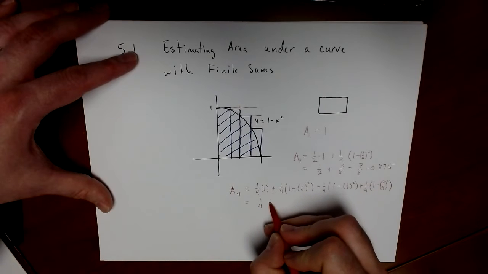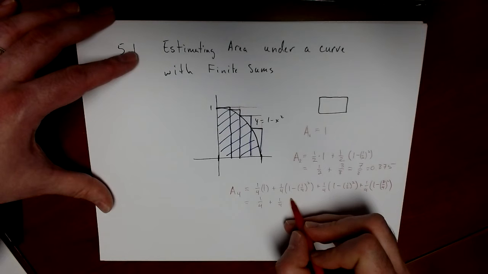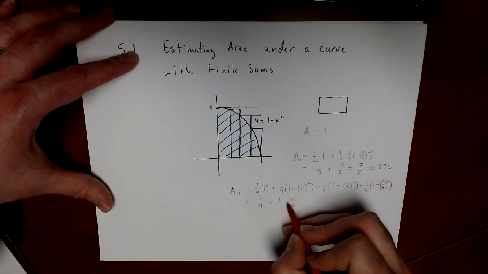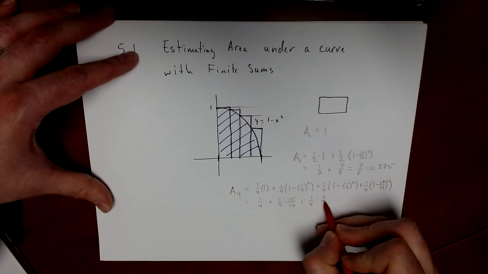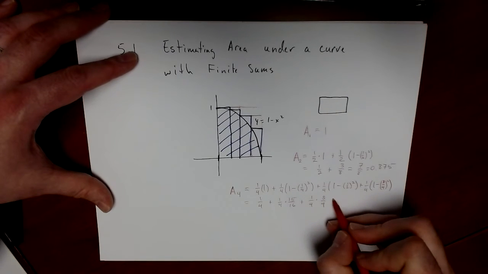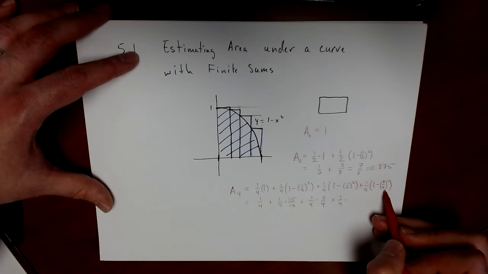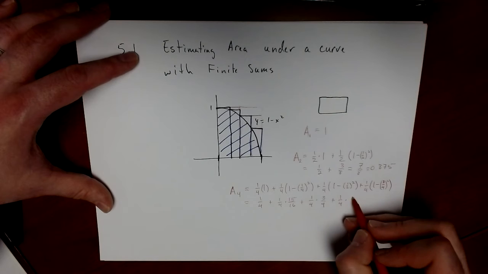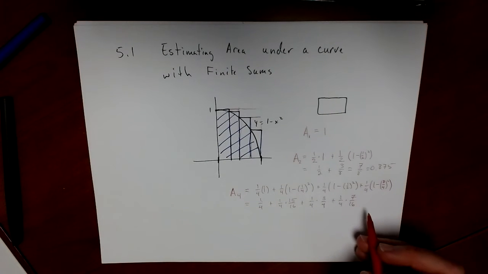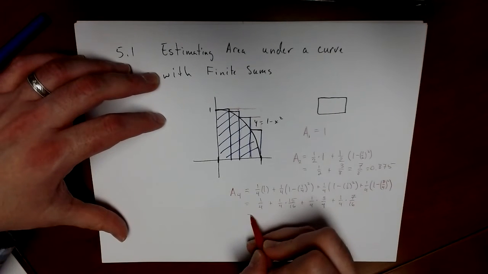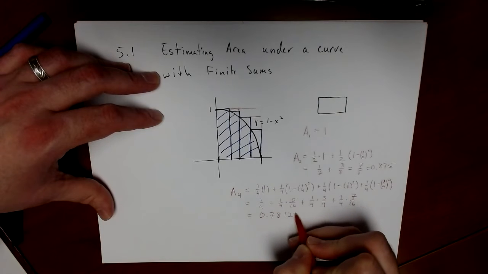So that's 1/4 plus 1/4 times 15/16 plus 1/4 times 3/4 plus 1/4 times, okay, a little tricky here, that's going to be 9/16. So I think that is 7/16. And if we add all of this up, we get 0.78125.